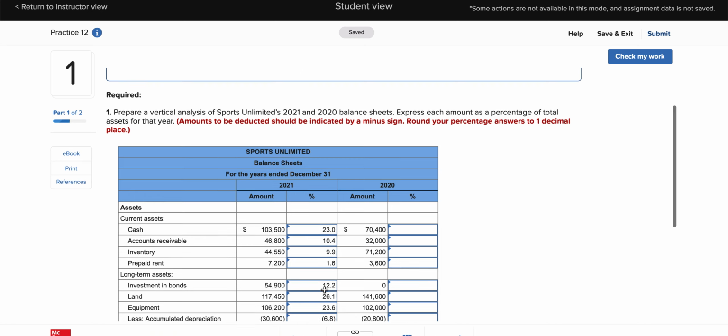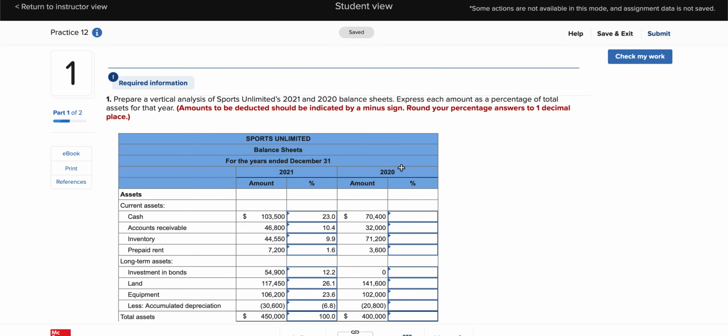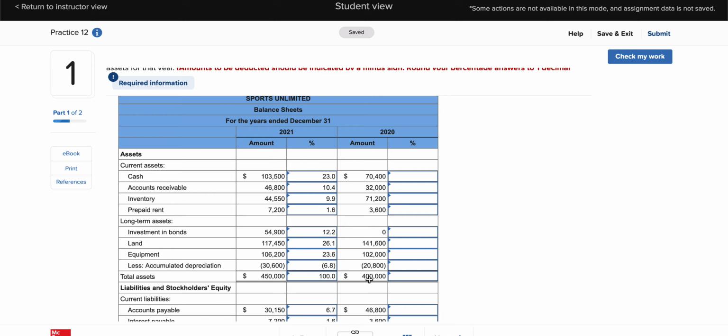Now, we can do the same thing for 2020. For 2020, we want to make sure that we use the 400,000 mark here. So $70,400 divided by 400,000, 17.6. 8% for receivables, 17.8 for inventory, and prepaid rent is 0.9%. Our investment in bonds, we didn't have any in the first period there, so that's nothing.